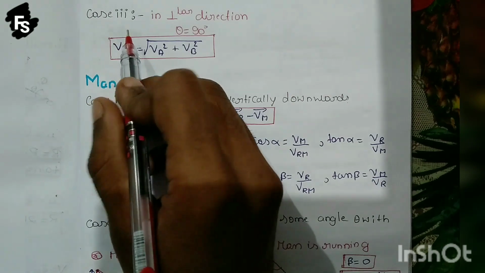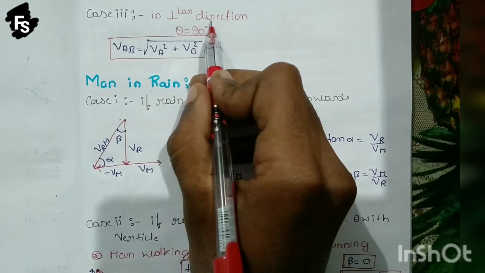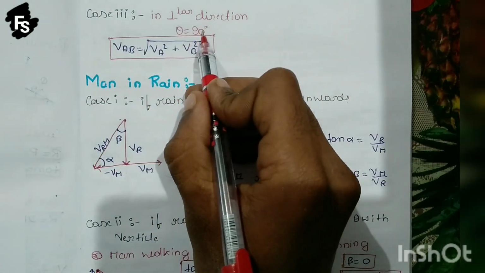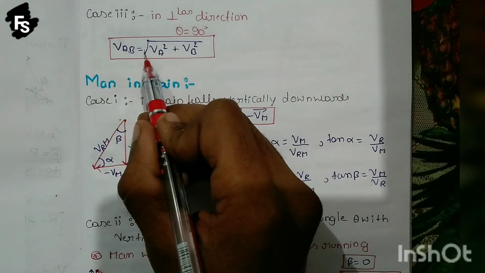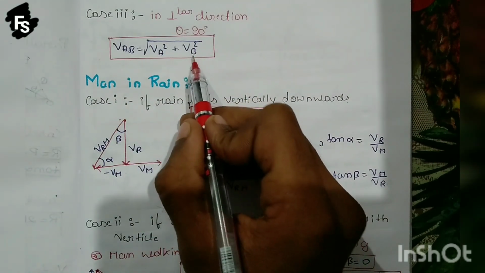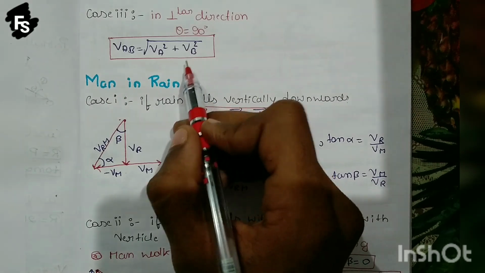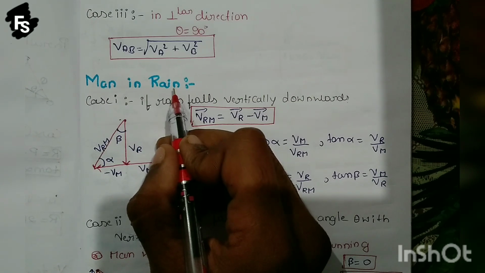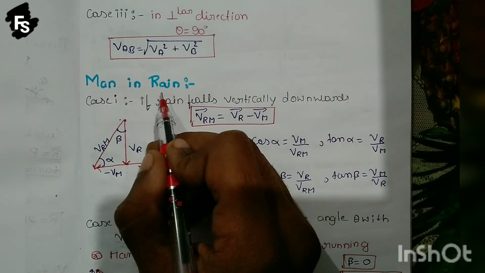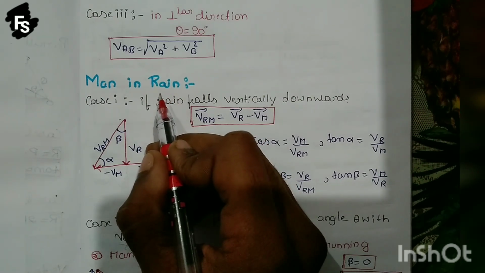Case third. Two bodies moving in perpendicular directions means theta equals 90 degrees. Then on solving, the relative velocity VAB equals root of VA square plus VB square. Next we move on to the man in the rain concept. Problems are also asked from this concept. There are several cases. Let's study.